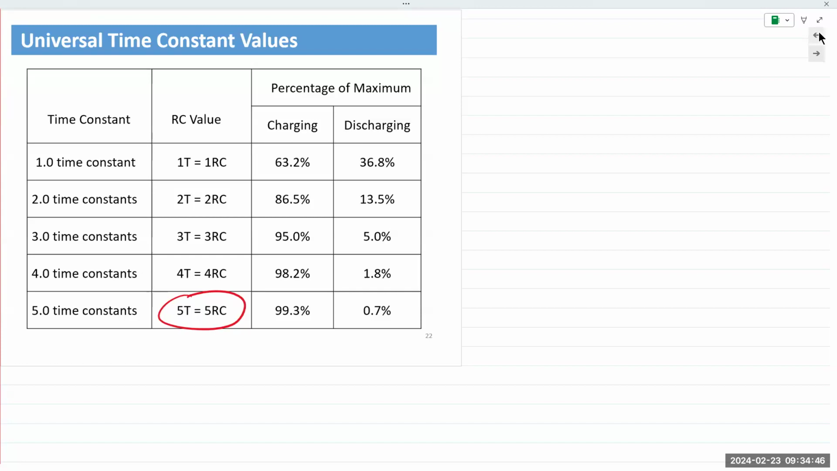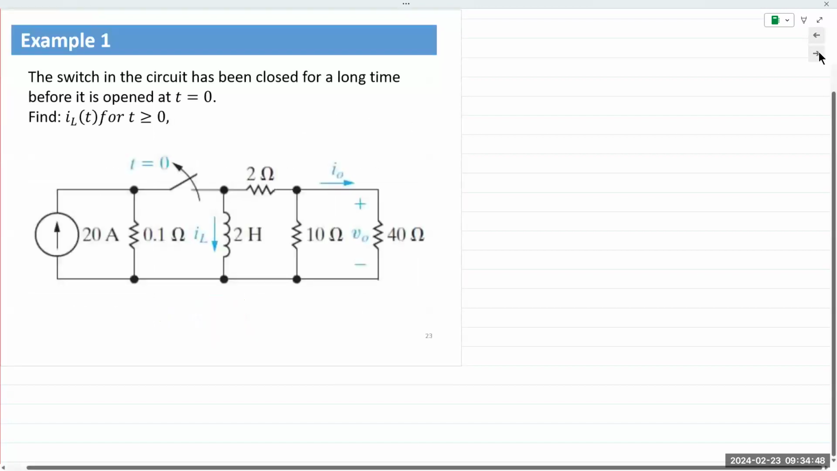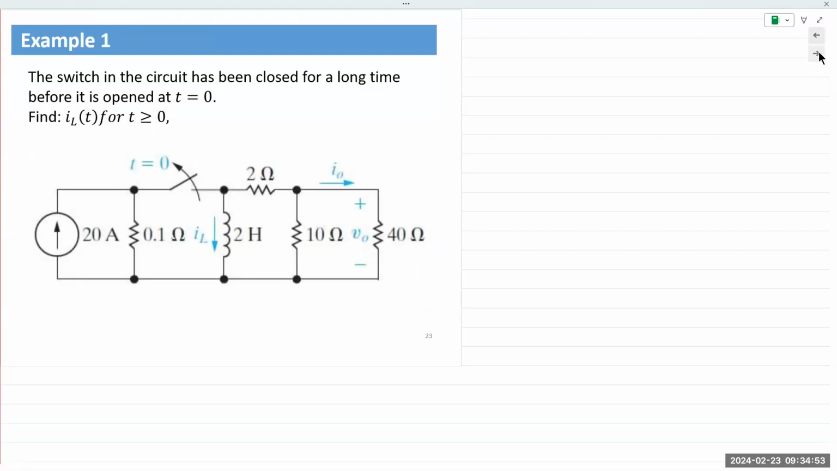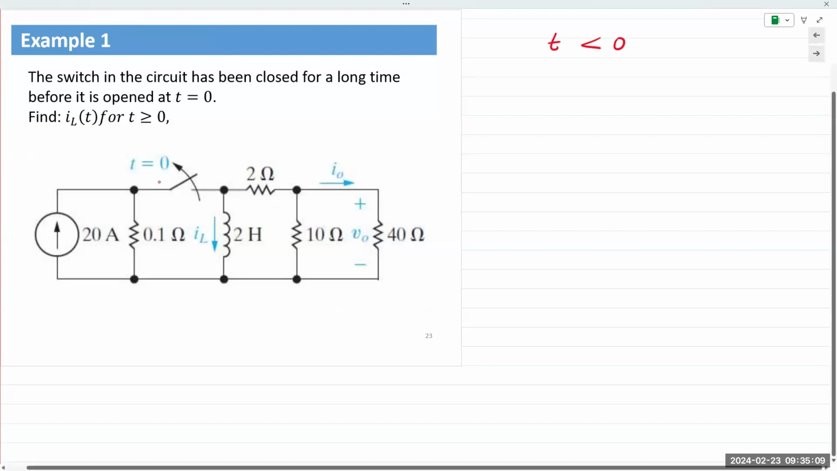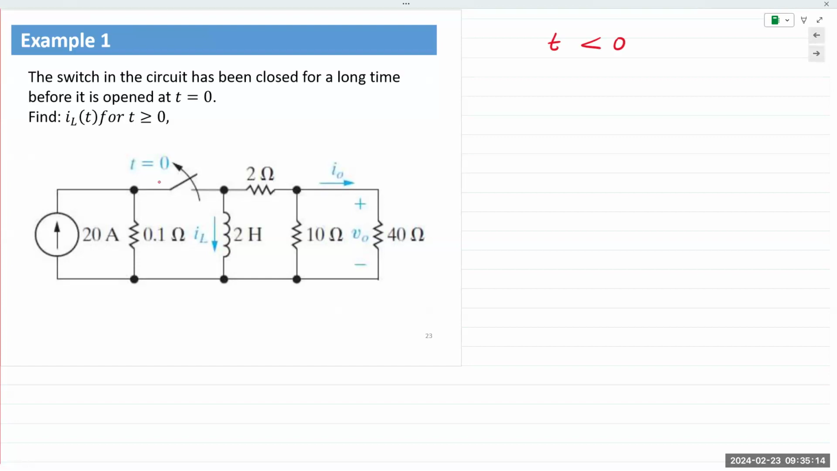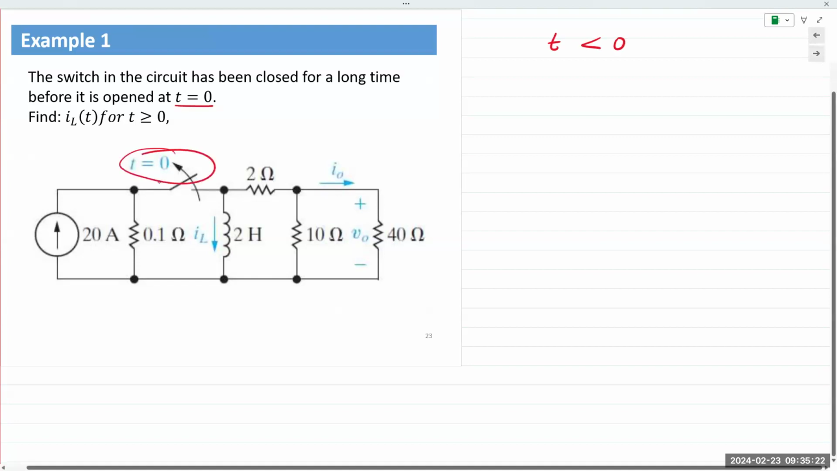Okay, let's look at example 1. Explicitly stated here is that the switch has been closed for a very long time. I'll first draw the circuit for time t less than 0. So let's look at the circuit. Current source, 4 resistors, and 1 inductor. We are told that the switch has been closed for a long time before it is opened at t equals 0.